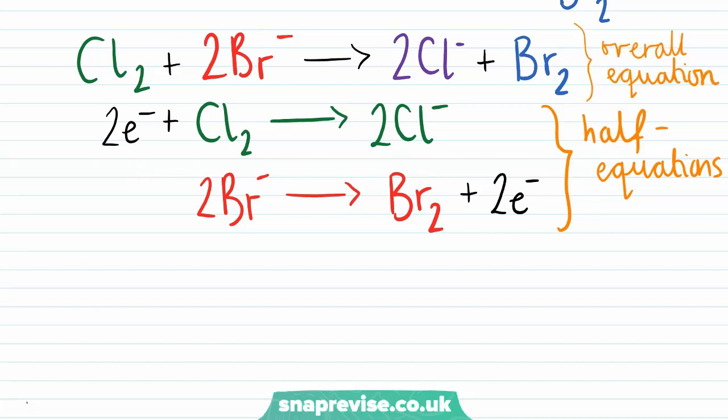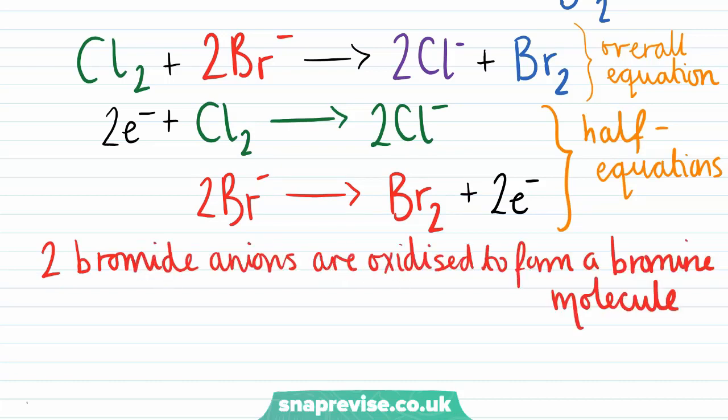On the last slide, we introduced how we can describe a process in which a substance loses electrons as oxidation, and a process in which a substance gains electrons as reduction. If you look closely at these half equations, you can see that the half equation representing oxidation, or loss of electrons, is the second one, and we can describe this as 2 bromide anions are oxidised to form a bromine molecule. They each lose an electron, and if a substance loses an electron, we describe this as oxidation.